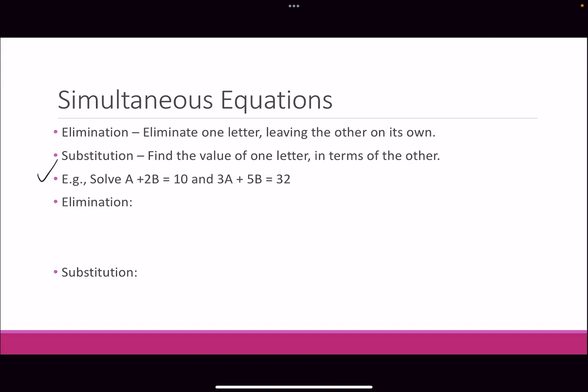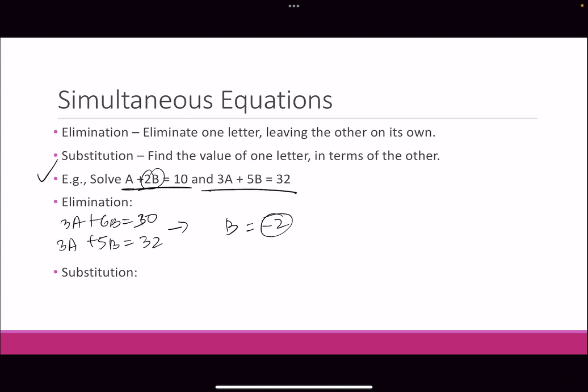So in terms of elimination, what I'll do is multiply everything by 3 for this equation. That gives me 3A plus 6B equals 30. And then I would have a 3A here, which I can eliminate, plus 5B equals 32. So I can just subtract these two together. 3A minus 3A equals 0, 6B minus 5B just equals B, and 30 minus 32 equals minus 2. Now, if I want to find what A is, just substitute B equals minus 2 back into here. So A minus 4 equals 10, which must mean that A equals 14.